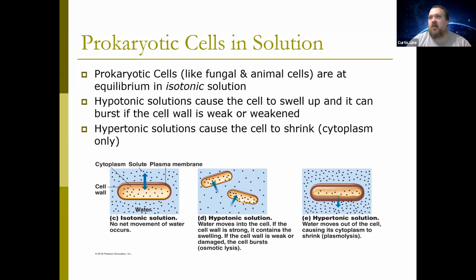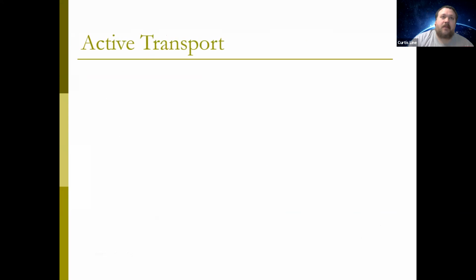So hopefully you remember all that stuff from A&P1. It's all the same. The one big difference, of course, is that prokaryotic cells have a cell wall, and that cell wall does give them some added protection in a hypotonic environment. So that's the one big difference here, because of course we're talking about bacteria. We're not talking about eukaryotic cells, which is what you would have talked about in A&P.